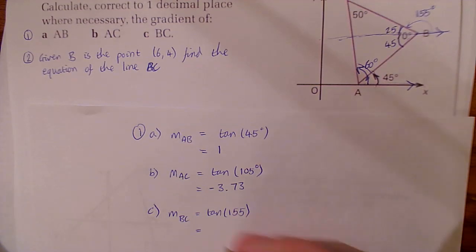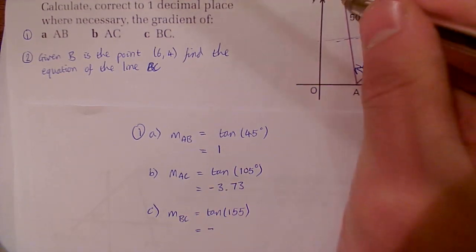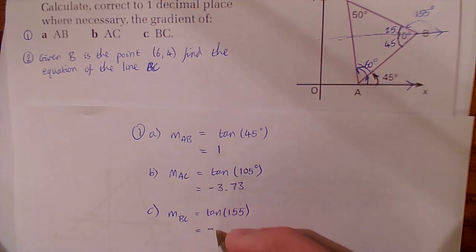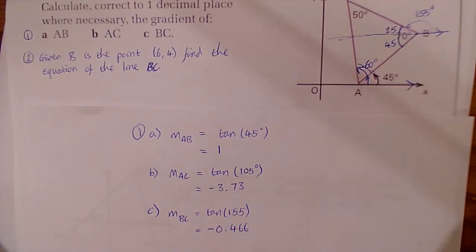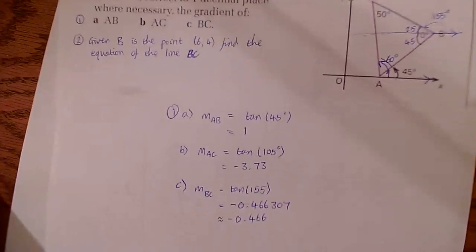So tan of 155 is minus, which is good. That looks like a negative gradient, 0.466. And I'm just giving that to three significant figures. Really bad practice here, and I apologize for that. I should have given a full number and then a rounded answer for good measure. So apologies for not showing quite that full process.